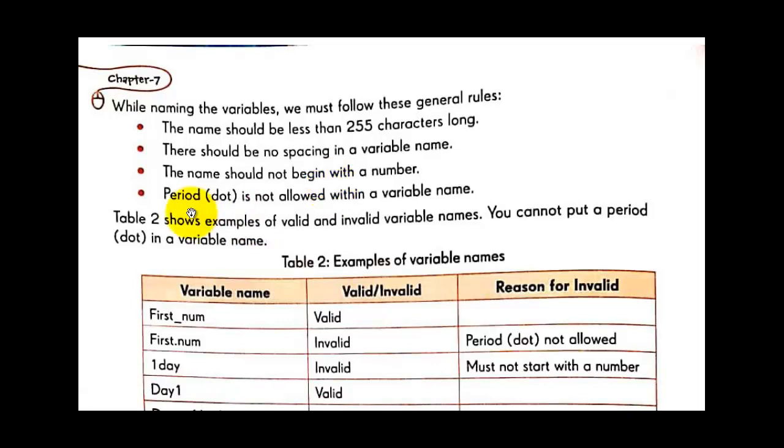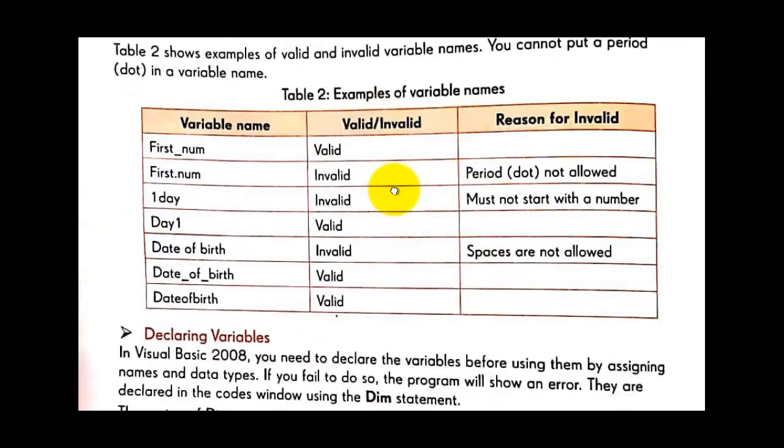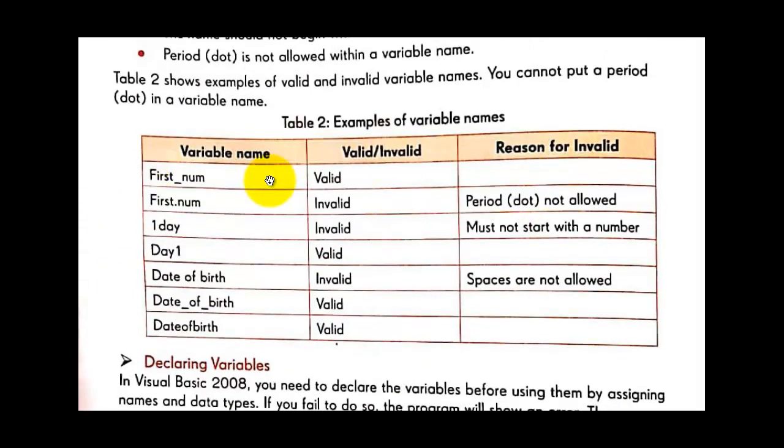And a period or dot, or we call it a full stop in general, is not allowed in a variable name. Table 2 shows valid and invalid variables. Here, to help you understand, some examples of variable names are given, some valid examples as well as invalid examples. You cannot put a period or dot in a variable. Now let's understand this table, examples of variable names.